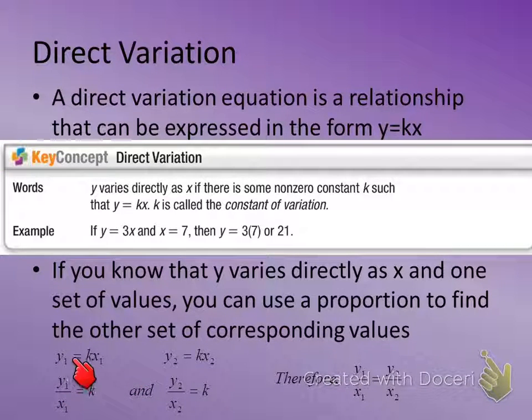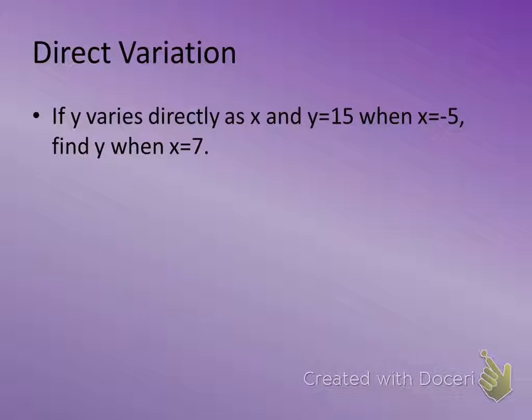So y varies directly as x would be y equals kx. So the first one: if y varies directly as x, then y equals 15 when x equals negative 5. Find y when x equals 7. Okay, so for example, just to show it, you start with your y equals kx equation. That's for your direct variation.